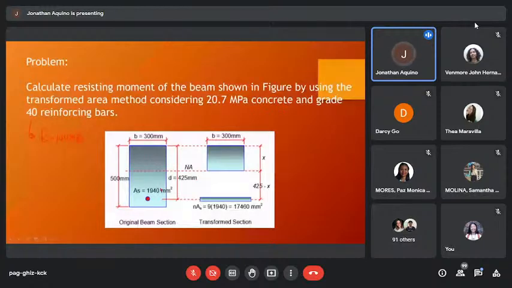So the equivalent transform section nAs is just simply 9 times 1,940. So in this case, the n is given. So natin na n is 9 for this given problem. But in design or in investigation problem, kailangan lang kunin yung equivalent Es over Ec ratio. Okay. So let us assume that the neutral axis is in this station. Okay. Then solve for the centroid.